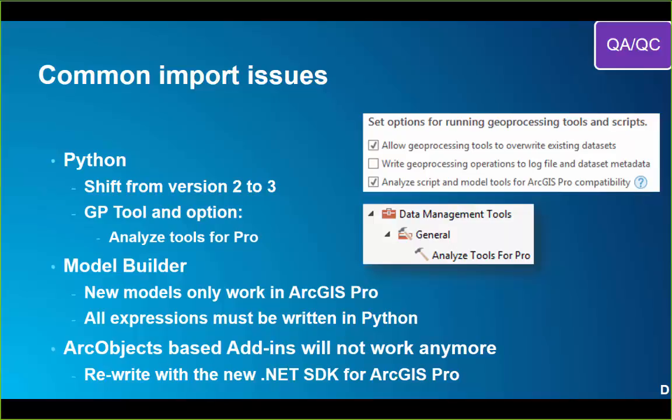Models built in Model Builder should continue to work fine. Just note that new models created in Pro aren't backwards compatible, so you can't go back to ArcMap and expect them to start working. Also note that any expressions that you typically write in VBScript or Python now have to be written exclusively in Python.